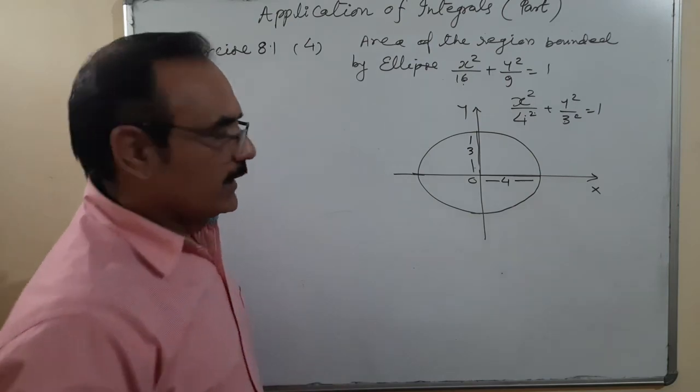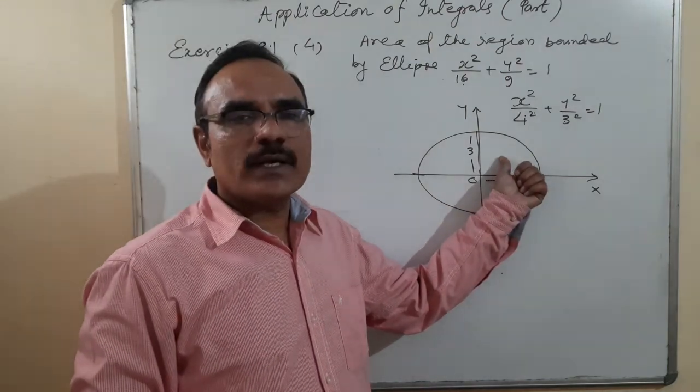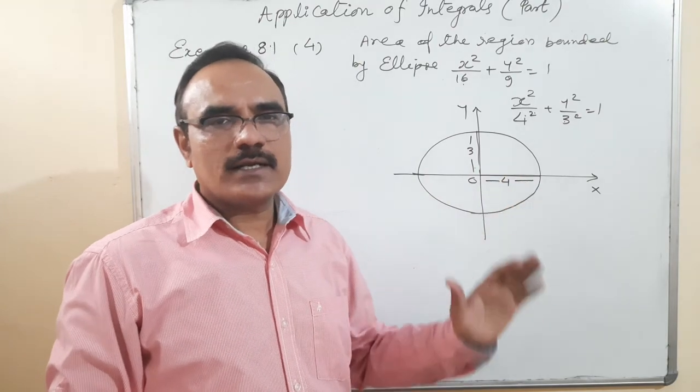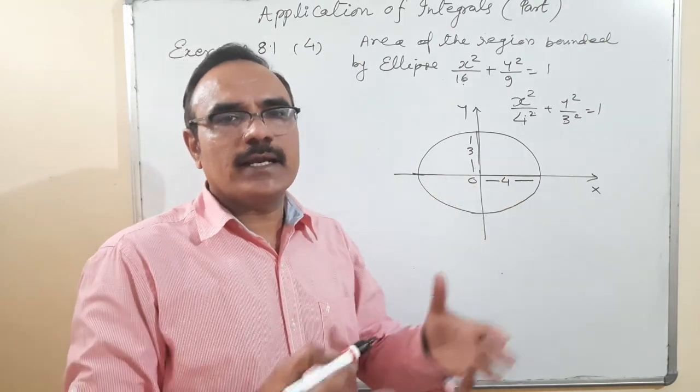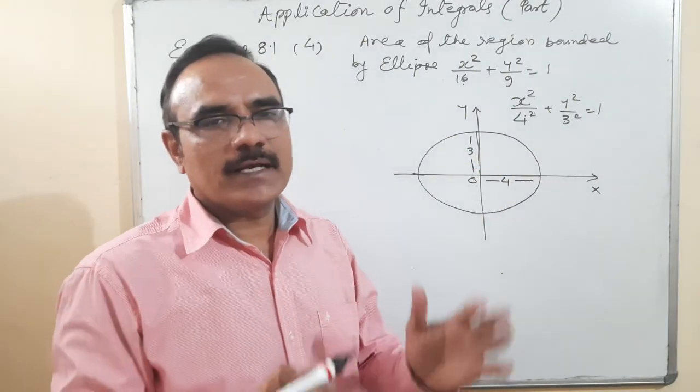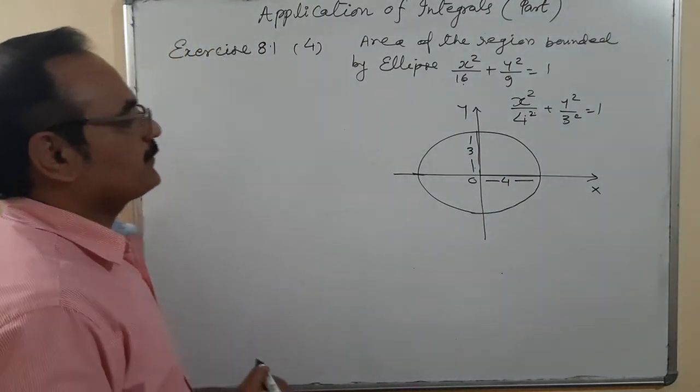Okay. And you know that this area in the first quadrant, the same area in the second quadrant, third quadrant and fourth quadrant. So not necessary to find all the quadrant area and then add them. Better to find the area of first quadrant, multiply it by 4. Then we get the area of the bounded region. Okay.